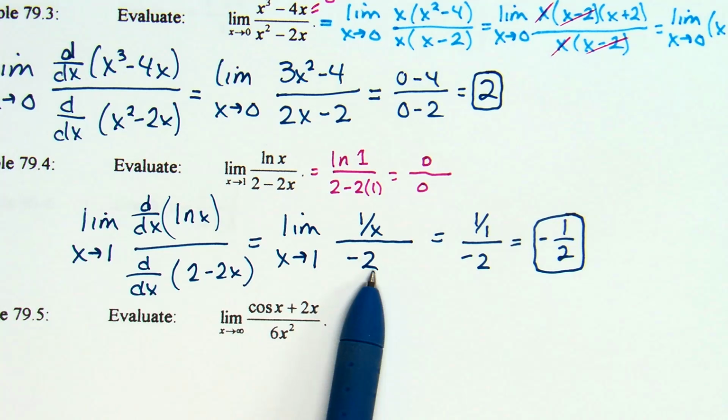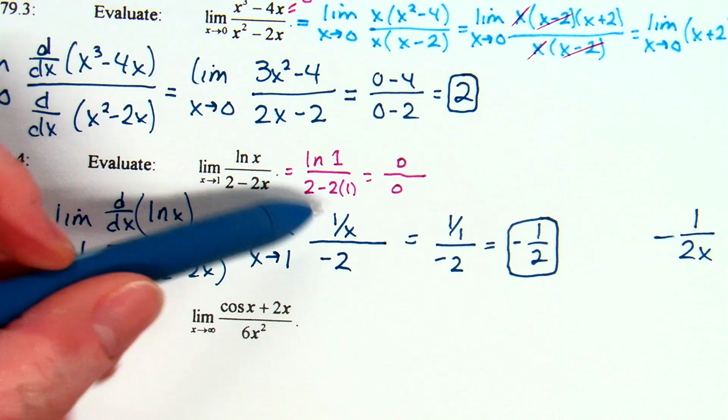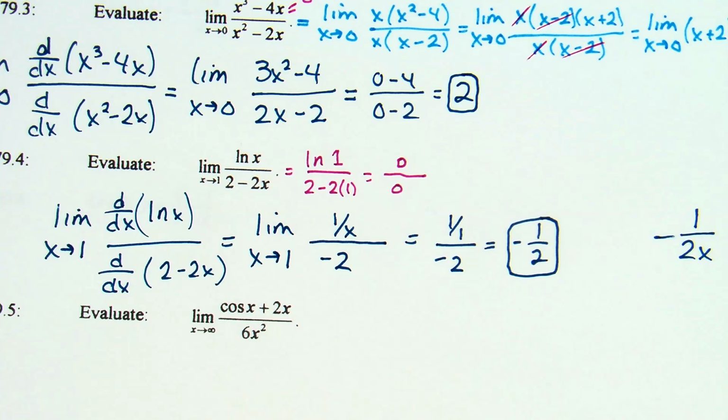Now, random knowledge day: 1 over x divided by negative 2. If you need to clean that up, what would that clean up to be? Realize that would be this expression right here. It becomes 1 over x over 2 becomes 1 over 2x. That's a good connection to know.